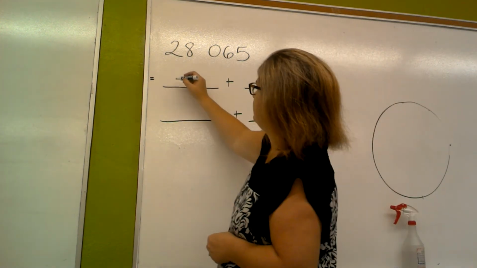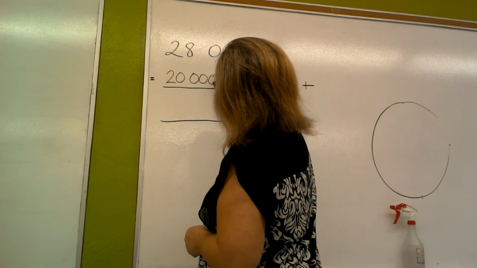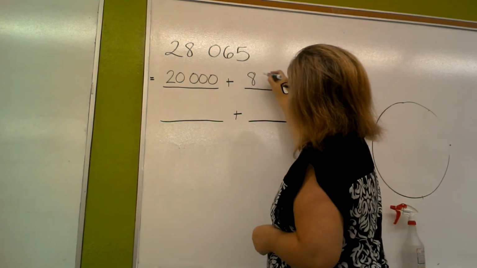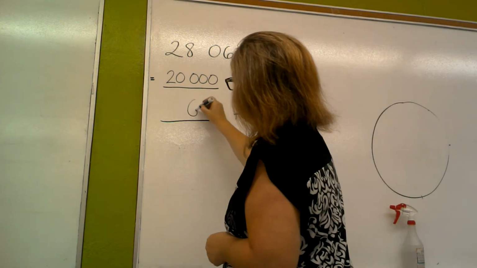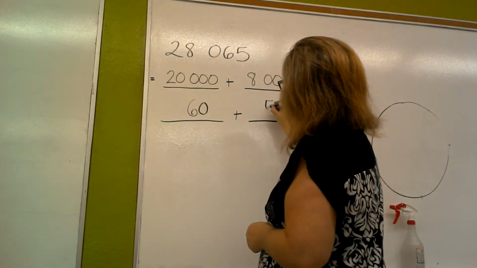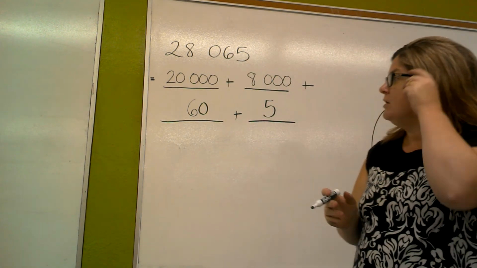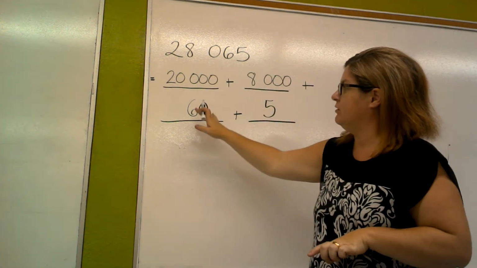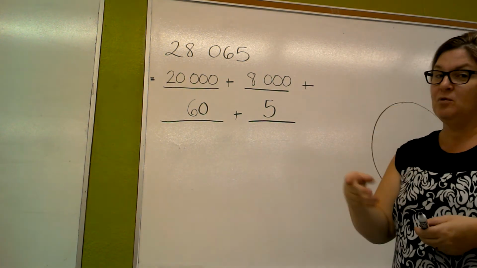Okay, so you should have written down 20,000, 8,000, 60, and 5. And you'll notice where the 0 is in the hundreds column, we didn't even include it in our number because adding 0 isn't going to change it. It would just take more writing.